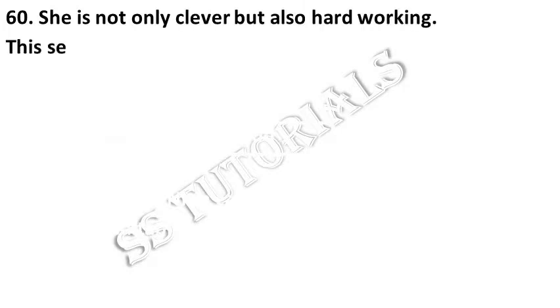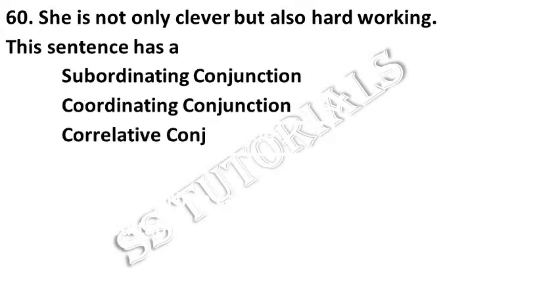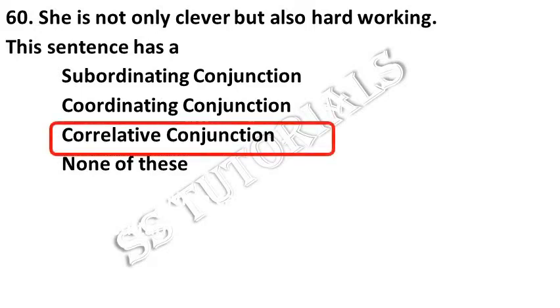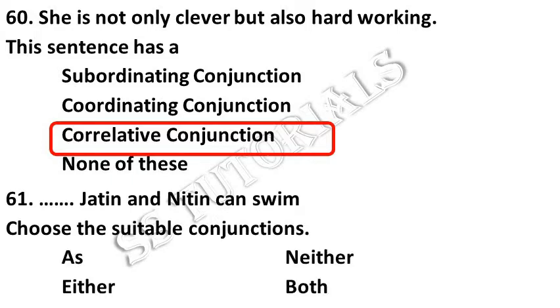She is not only clever but also hardworking. This sentence has a dash. Answer: correlative conjunction. Dash Jatin and Nitin can swim. Choose a suitable conjunction. Answer: both.